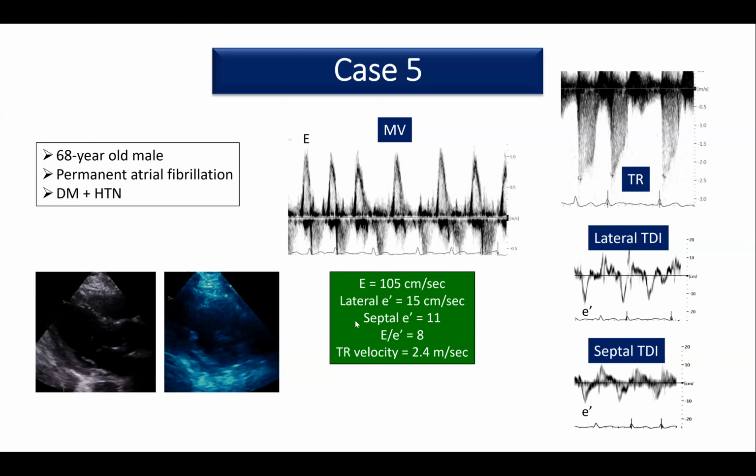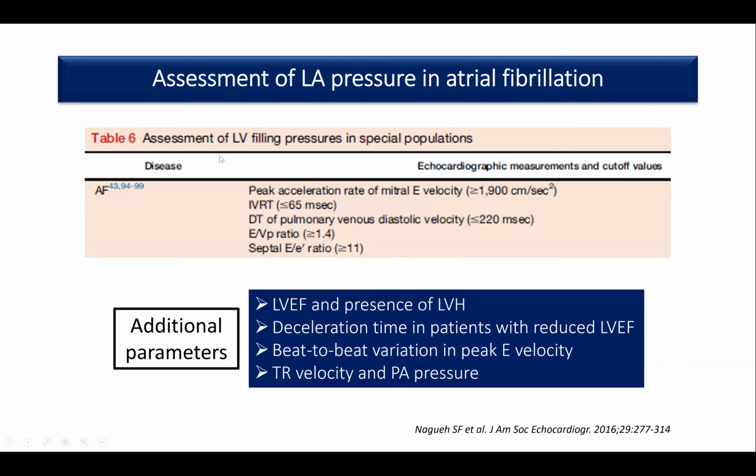Now, the left atrial volume here, we should not use this criteria in patients with atrial fibrillation, because the grand majority of such patients will have a large left atrium. But if we look at the guidelines, this is the guidelines' assessment of LV filling pressure in patients with atrial fibrillation. They tell us to do things that are really not easy to do and not practical. For example, looking at the peak acceleration rate of the mitral velocity, we can do it, but we often don't do it routinely in the lab.